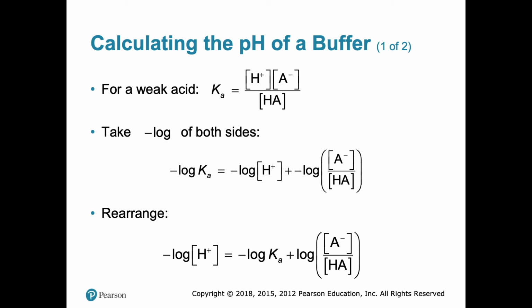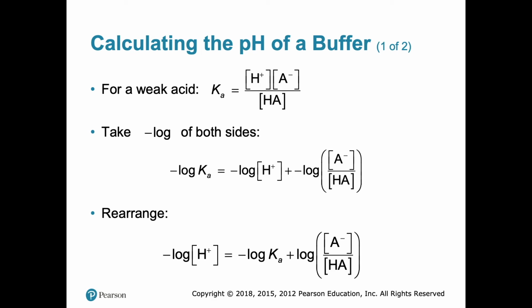Okay, so let's do a quick review. Right here we have a weak acid. For a weak acid, we have Ka that equals the hydronium ion concentration, or the proton concentration, times the conjugate base, divided by HA. So say we need to figure out what the pH of a buffer is. What you need to do is take the negative log of the Ka, and take the negative log of this side as well. So you have this now.